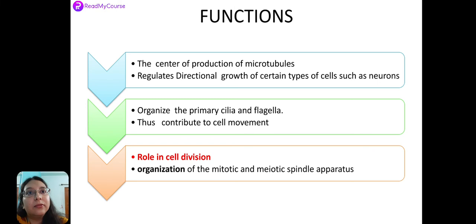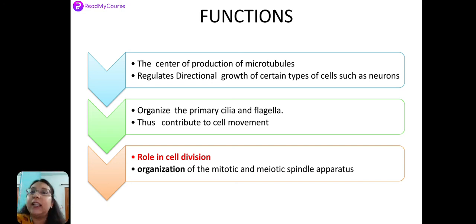Next, moving to our next slide. So, what are the other important functions of a centrosome? Basically, it serves as the center of production of microtubules. Next, it regulates the directional growth of certain different types of cells which are known as neurons. Another thing you should remember is they organize the primary cilia and flagella. That is, if I speak very specifically, these structures are responsible for forming the basal bodies of the cilia and the flagella. The basal bodies are formed by centrosomes.